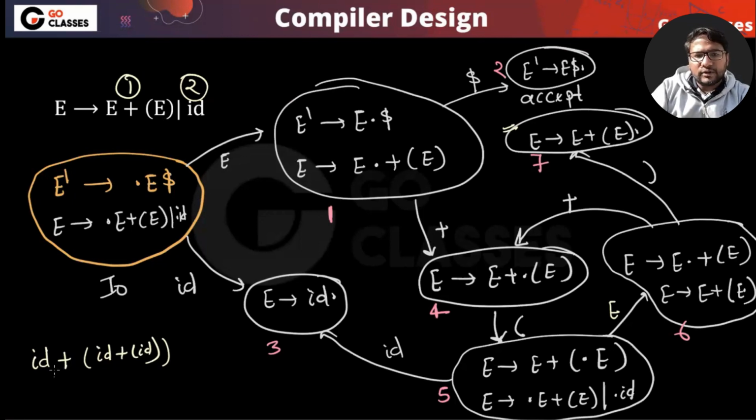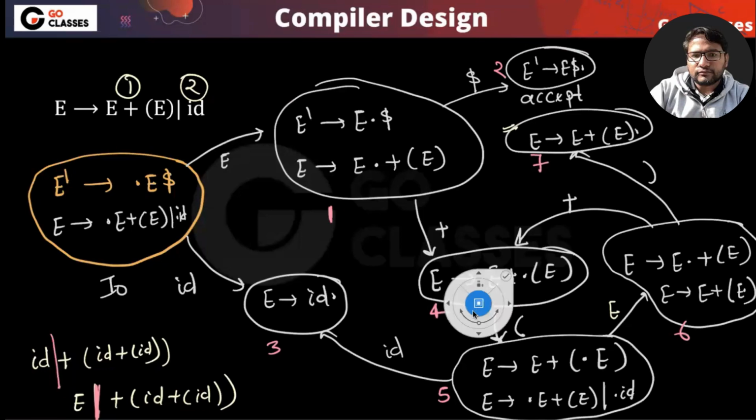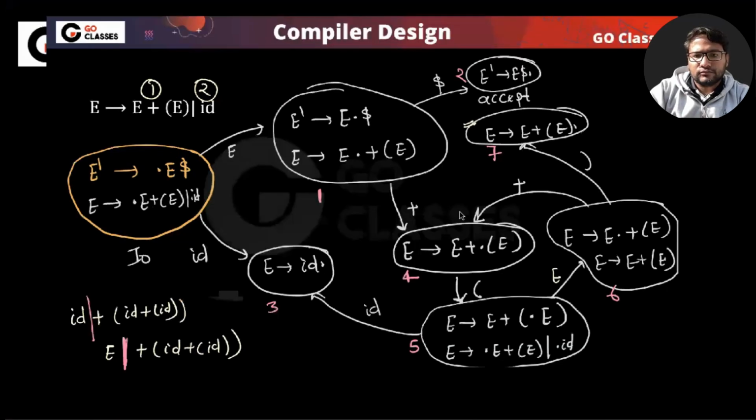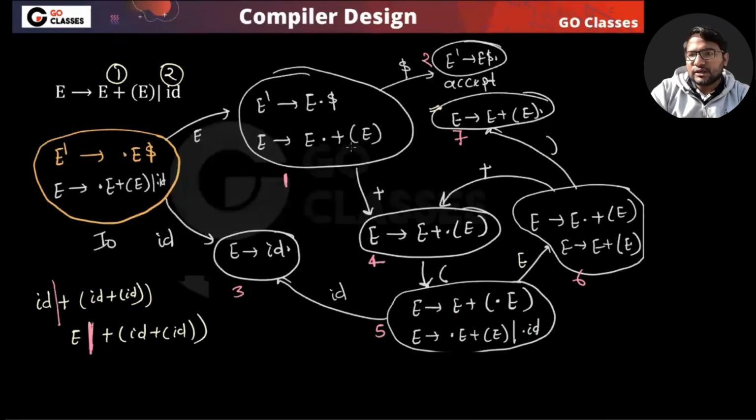Okay, step by step. Once you consume this ID, you are in which state? You are in state number 3. Now after that, you will be having something like this, right? You will be having E and then this plus and the same thing, ID plus ID, right? Now can you tell me which state you are in? Now you are in state number 1, right?